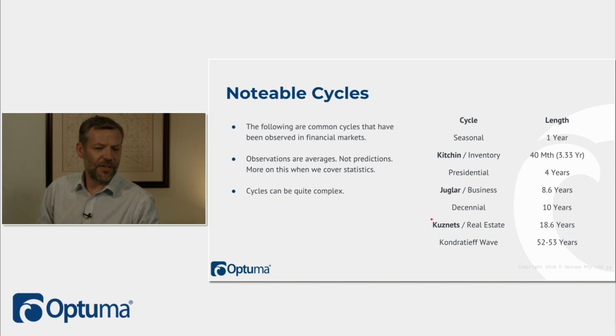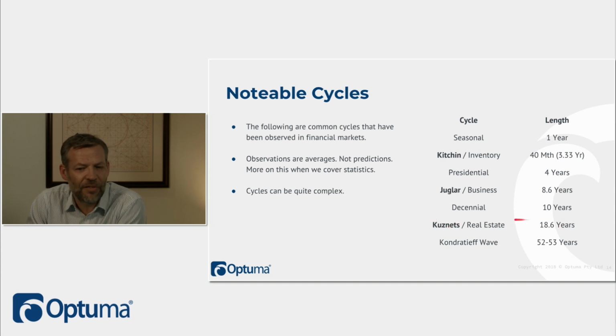Now the Kuznets cycle is around 18 years. It falls in with the real estate cycle. So, that's another one there to watch. The juglar cycle, that's again around the business cycle length. So I think that these two are pretty much the same, but you need to know them.